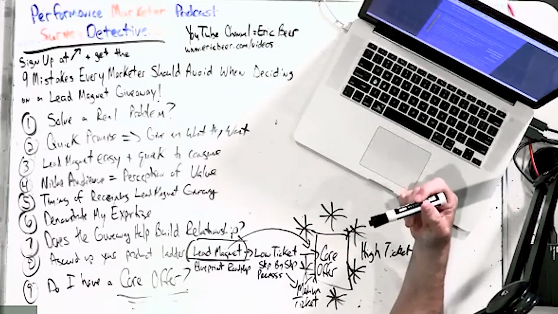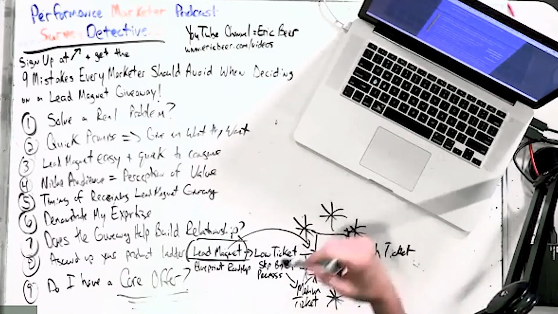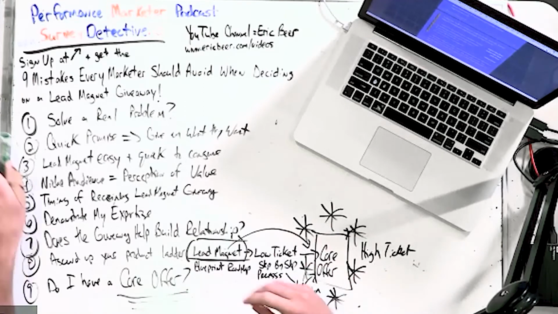Okay? So that's it, guys. The 9 steps that you want to avoid when you're deciding on building a lead magnet. Let's go over them again. 1, make sure that your lead magnet solves a real problem. You want to ask yourself, what I'm giving away, does it solve a real problem? Right?